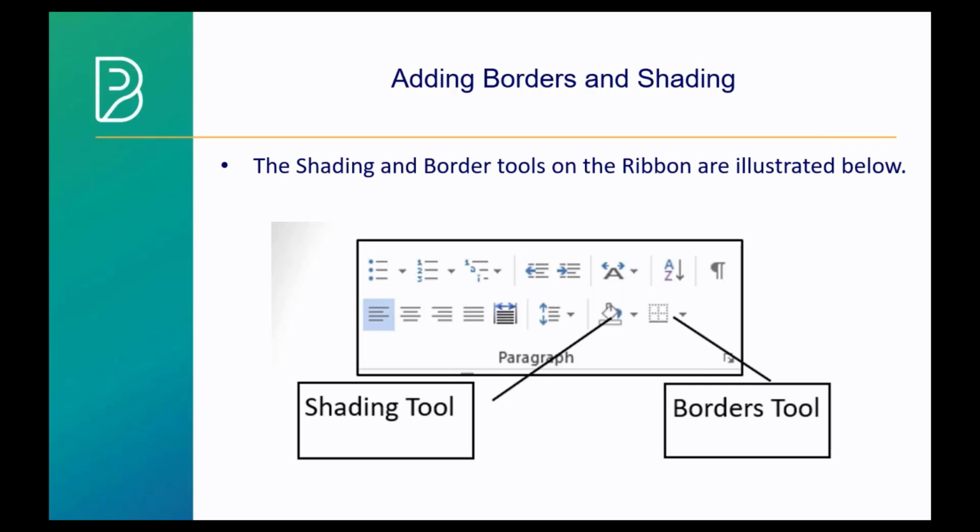To add shading to selected paragraphs, you can select the paragraphs that you want to shade, and if you only want to shade one paragraph, your cursor can be anywhere in the paragraph without selecting it. Select the color from the shading tool on the ribbon. The shading tool includes the same gallery of colors as previously introduced.